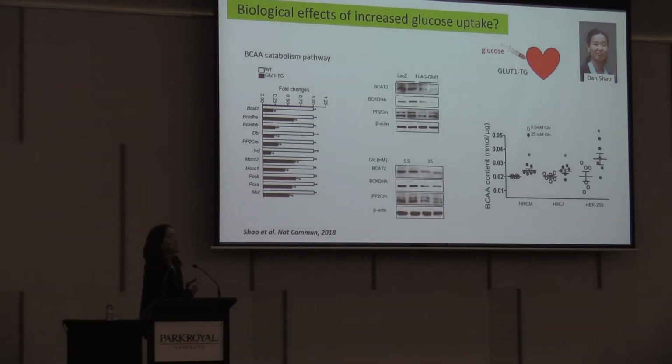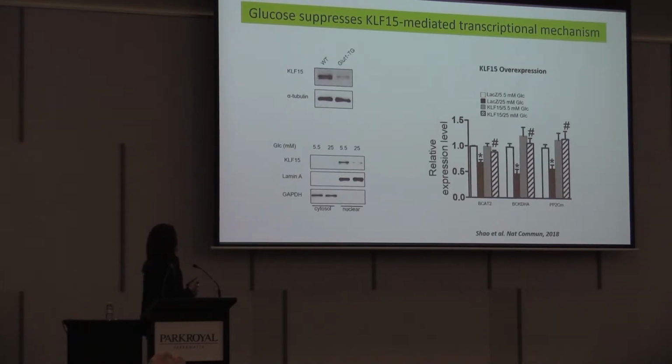And she validated this in cell culture models, where she put the cells in either high glucose media or overexpressed glucose transporters, and again she saw downregulation of branched-chain amino acid catabolism enzymes, in both non-cardiac and cardiac cell types. When she put them in high glucose culture, the branched-chain amino acids accumulated in the cell. Why does the whole branched-chain amino acid catabolism pathway downregulate when we put cells in a high glucose condition?